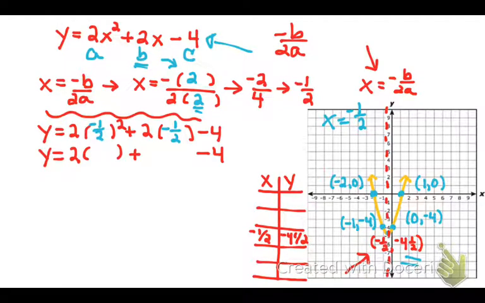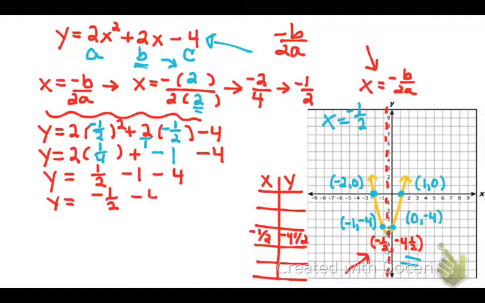Remember, at any time you should pause and rewind if you get stuck. But anyway, we have negative half times negative half, so that's going to give me 1/4. And here we have 2 over 1 times negative 1/2, and that's going to give me negative 2 over 2, or negative 1. Then we continue to simplify. So we have 1/4 minus 1, so negative half minus 4, y equals negative 4.5, and that's the y value of my vertex.